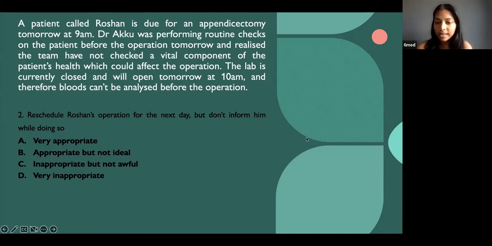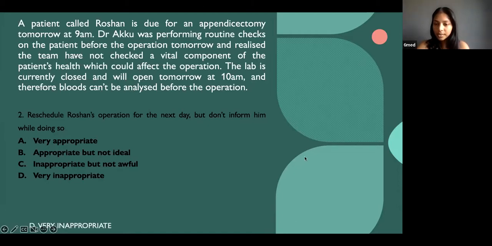What was the answer if they did inform him? So if he was rescheduled for the next day, and if they did inform him, I would say it's B, appropriate but not ideal, because it's still not the best situation and the patient may still feel a bit abandoned, I guess, that the checks weren't done properly in the beginning. So it's still bad, but at least it's better to tell him and then speak to him about it and explain why this has happened. And then rescheduling is better than not informing him at all. I would say B is the answer rather than A in that situation. But for this one, it's D. Oh, someone's asked another question.